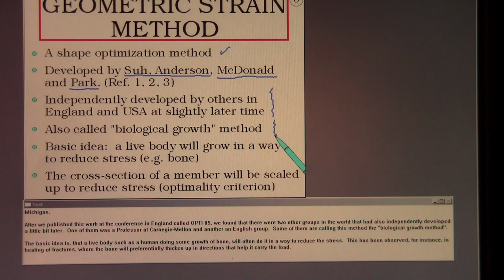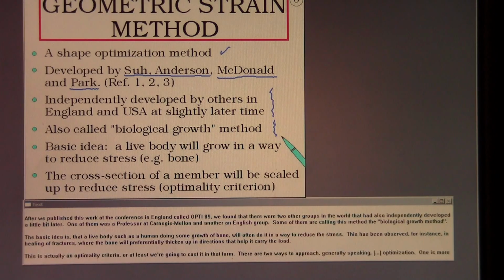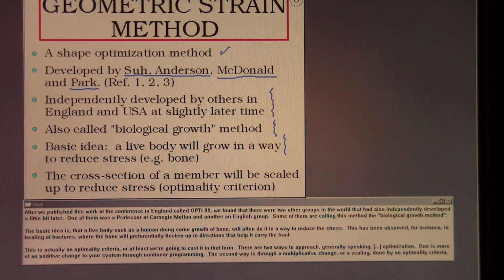The basic idea is that a live body, such as a human doing some growth of bone, will often do it in a way to reduce the stress. And this has been observed, for instance, in healing of fractures, where the bone will preferentially thicken up in directions that help it carry the load.